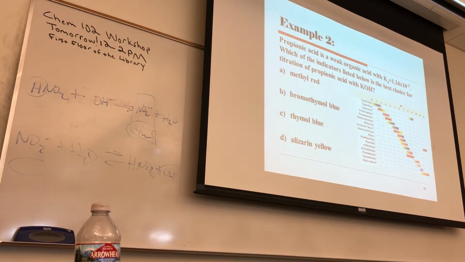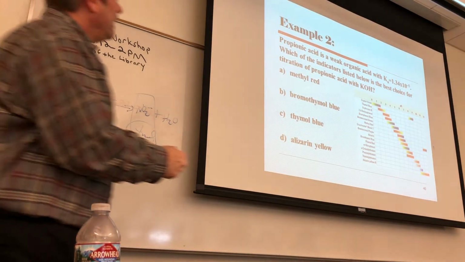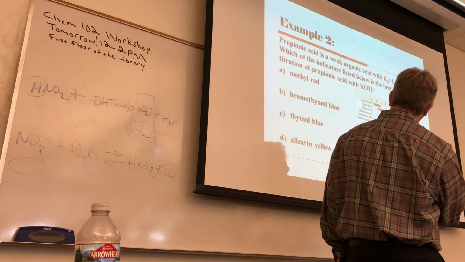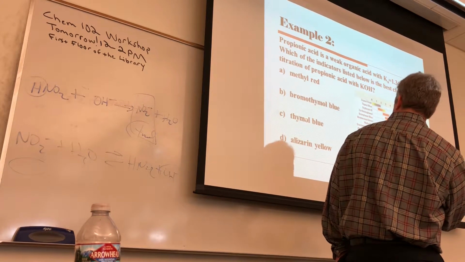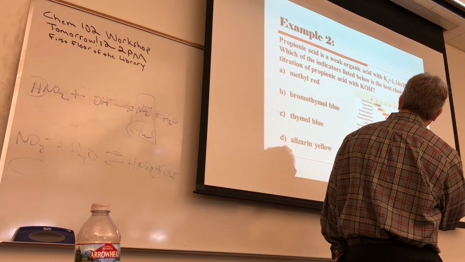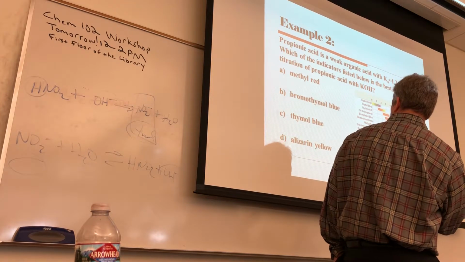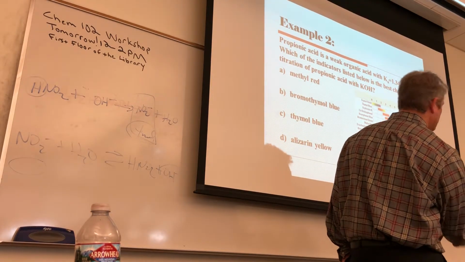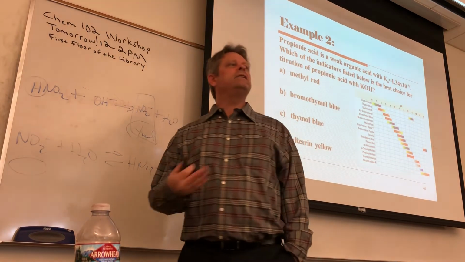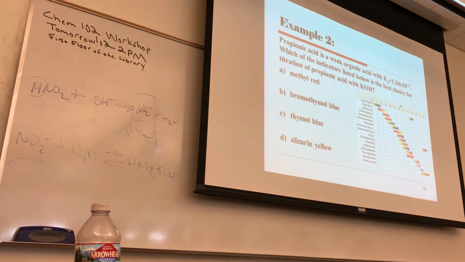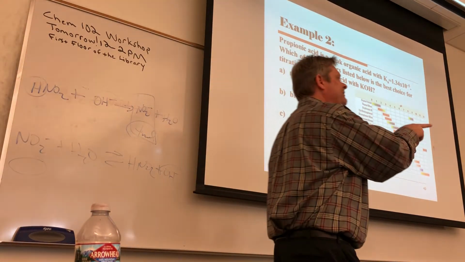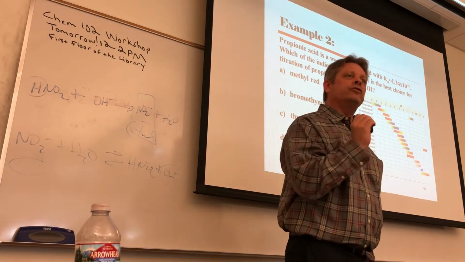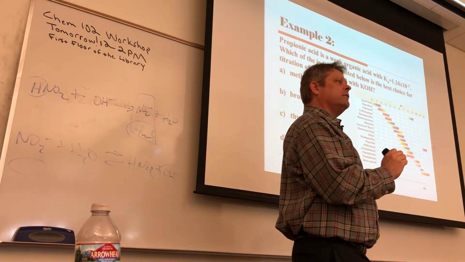That's really, really important. So here, I have methyl red, which is right here. I have bromothymol blue, which is right here. I have thymol blue, which is right there and there. And I have alizarin yellow, which is right here. What do I need to do to figure this problem out? Find out what your pH first is. Where should my pH be approximately? At the equivalence point. Much different than that last question.